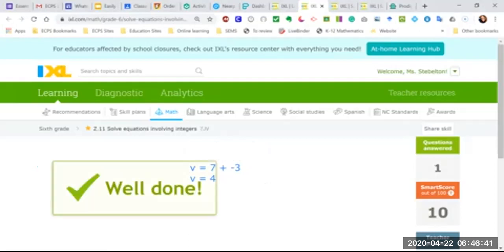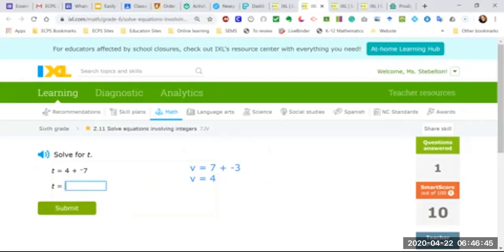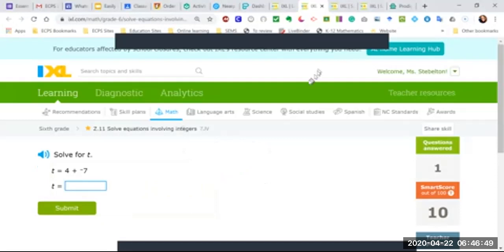Okay, for the next problem, it is the same concept really. So actually I'm going to skip this one. It would just be -3, but let's go to the next one.